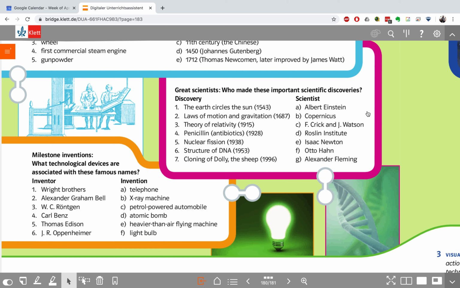Milestone inventions. What technological devices are associated with these famous names? Wright brothers. The Wright brothers invented the flight. So which was it? Petrol automobile? Heavier than air flying machine? This one. Active flying machine with a motor, basically. Alexander Graham Bell, telephone. Yes. Röntgen, well, you can guess about that. The X-ray machine. Carl Benz, the automobile. Petrol-powered automobile. Thomas Edison, light bulb. And J. R. Oppenheimer. I read his biography. He's the inventor of the atom bomb in the Manhattan Project during World War II.